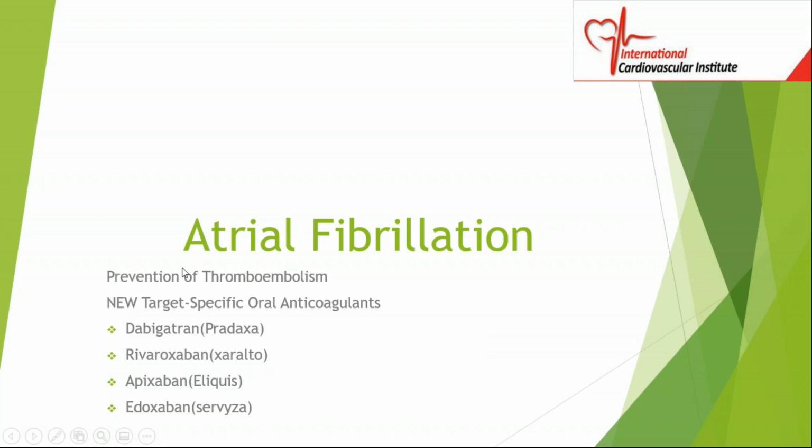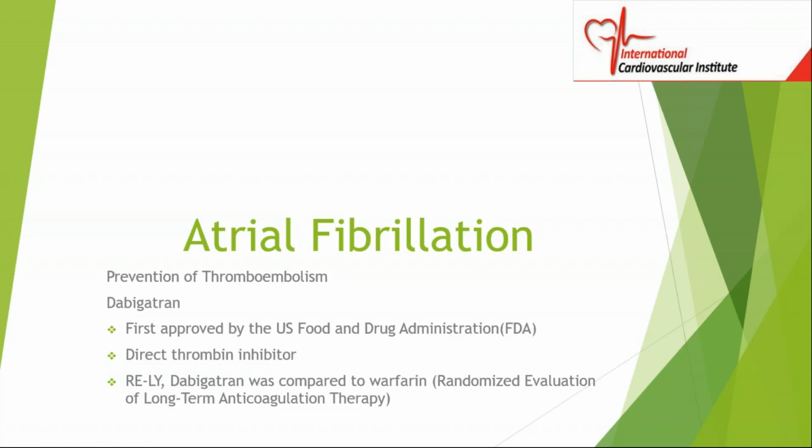So these are the NOACs, or the new target specific anticoagulants. Again, we talk about dabigatran, which is Pradaxa, rivaroxaban, which is Xarelto, apixaban, which is Eliquis, and edoxaban, which is Savaysa. All right, so let's quickly look at these. So dabigatran was first approved in the US by the FDA. Again, as we showed you before, it acts on factor 2, so it's a direct thrombin inhibitor.